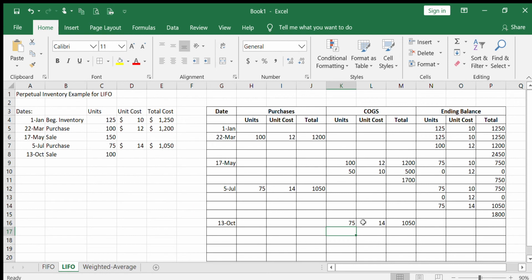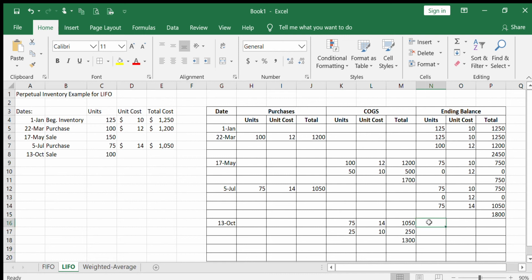Now we still need 25 units, and we can't use any from our first purchase because we're out. So we'll go to our beginning inventory, where we still have 75 units, and we're going to use 25 units of those at $10. We multiply those two together, and that gets us $250. When we add 250 to 1,050, we get $1,300, which is our total cost of goods sold for this sale.